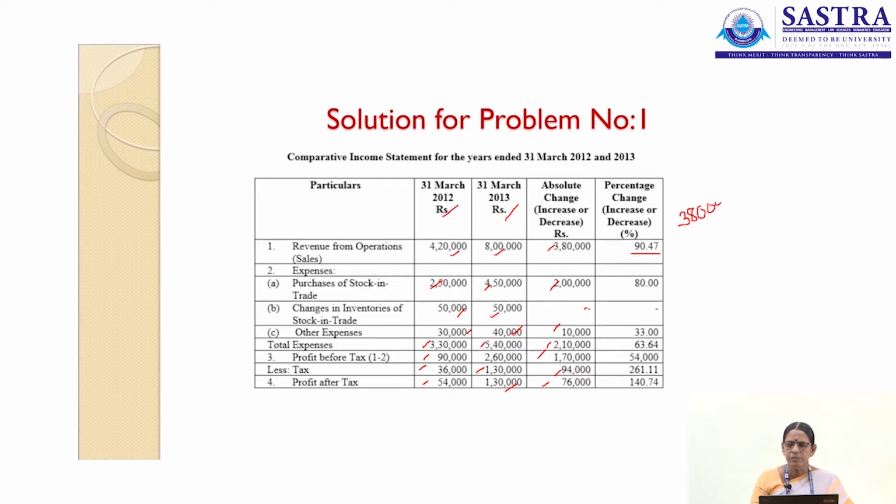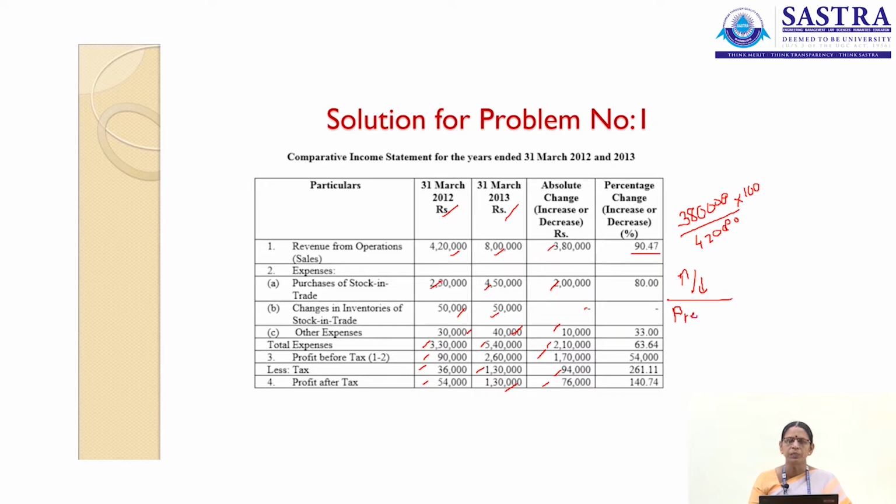4,20,000 is your previous year figure into 100. This is your 90.47. That is, we have to take it as increase or decrease divided by the previous year, divided by the previous year into 100. This is the way in which we have to calculate the percentage of change over the base year. Base year we mean normally the previous year.